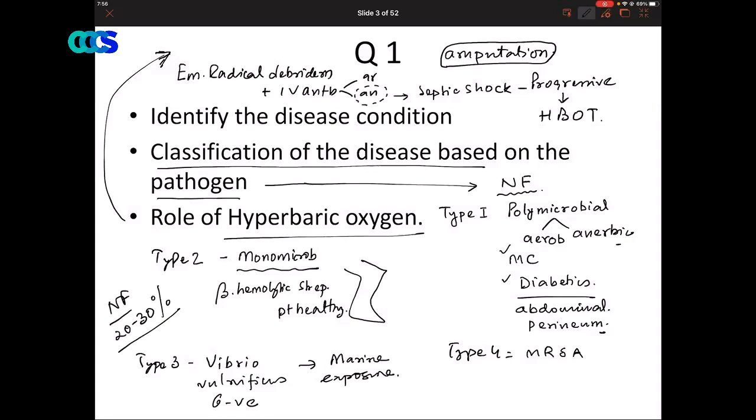So, ladies and gentlemen, there is a score, not new, it has been there for many years, called the LRINEC score. You are required to know this score and the components of the score. Remember that anyone who has a score of 6 is known to have a necrotizing fasciitis, not a cellulitis. So it is good to know about this score. What are the components in this part?